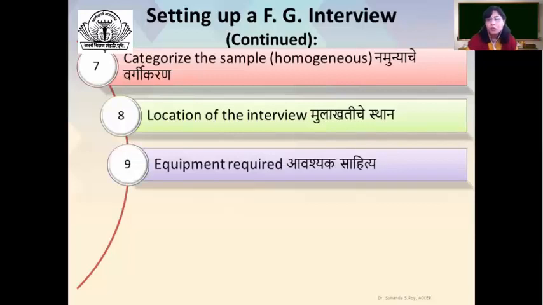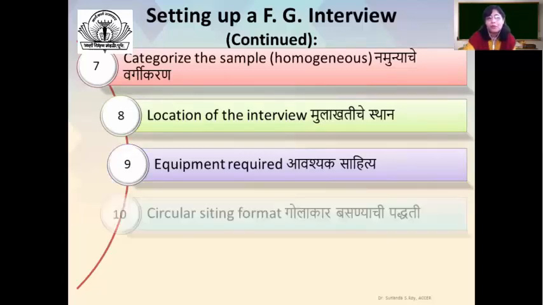Then the equipments required. You may require different recording equipments, maybe audio equipments or video equipments. Of course audio and visual equipments that are there. Speakers would be there. Also what you might require are some kind of notebooks or pens and stuff like that, so you have to be careful.